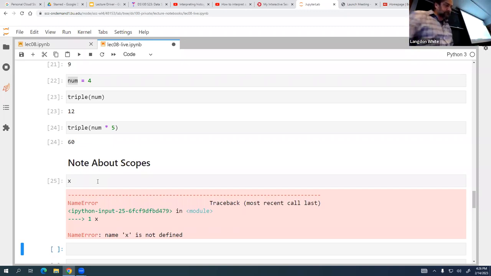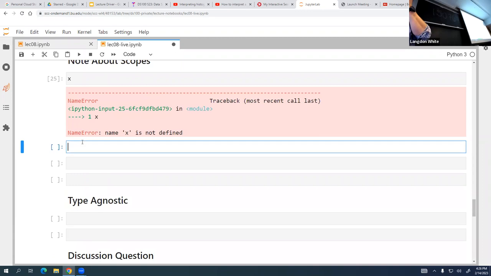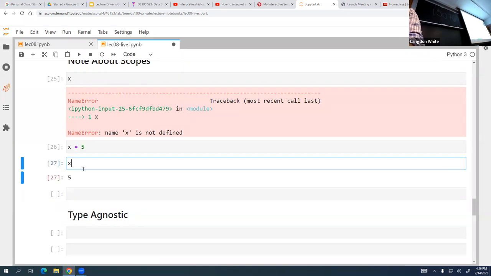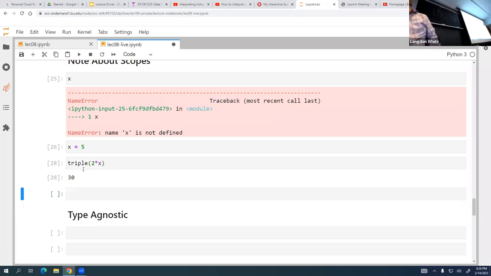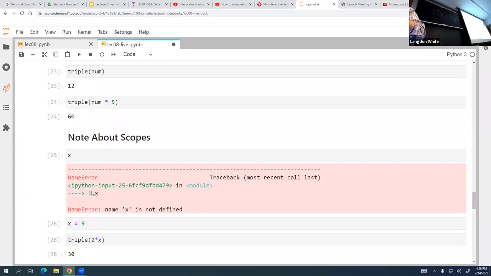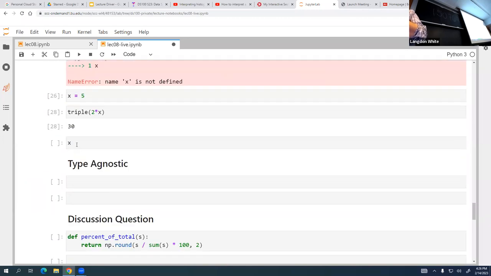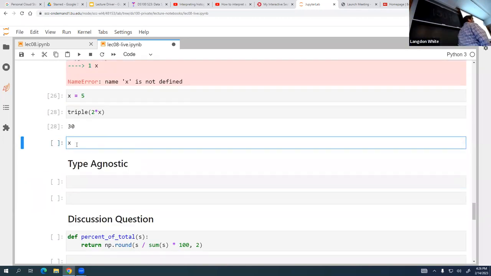So, x is invalid, but I can do x equals 5. Okay, so now x is valid, right? So I get a 5 for that. But if I call triple, what do I have? 2 times x. And then I try to print x. Now remember, x gets assigned here, right? But what will x be here? Any ideas?